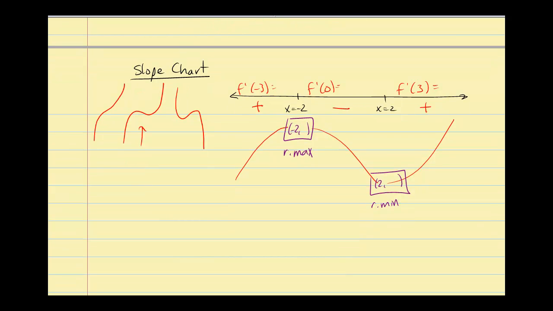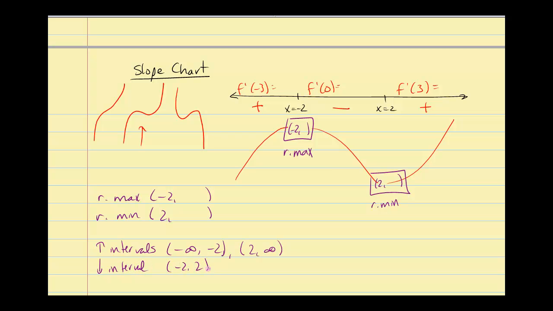So to summarize what's going on here, I have a relative max at -2, and we'll figure out the y value. I have a relative min at +2, and we'll figure out the y value. And then I have an interval where I'm increasing. In fact, I have two, so I better include the s there. -infinity to -2, and I'm also increasing from 2 to infinity. And I have a decreasing interval between -2 and +2. And notice nothing is bracketed here at all.